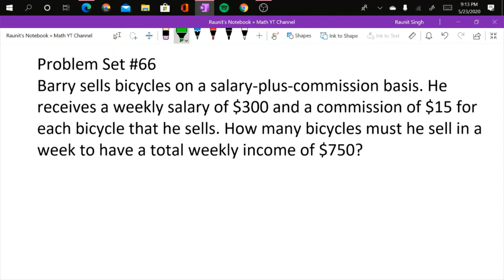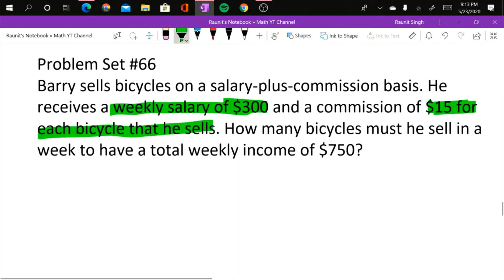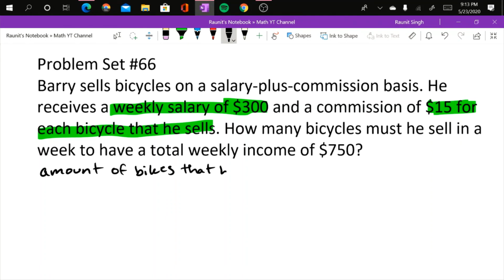So we know his weekly salary is $300, and he receives an extra $15 for each bike that he sells. So let's say the amount of bikes that he sells is x, okay?